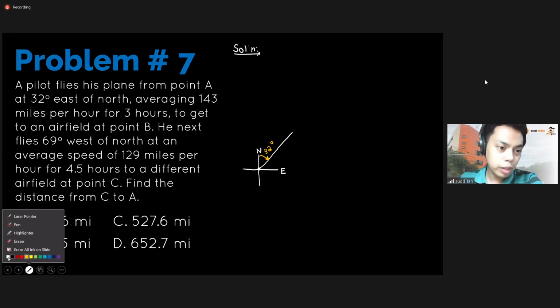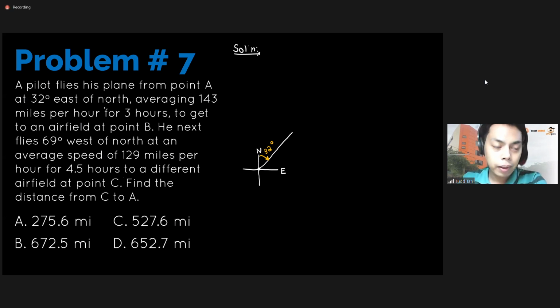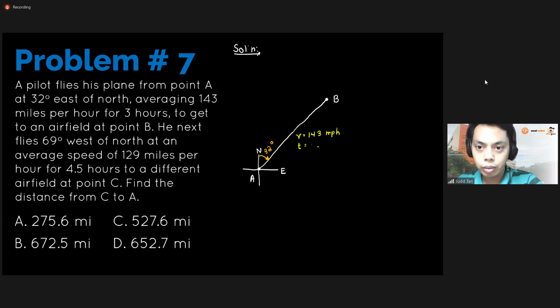Okay. So, sabi niya guys, yung pilot natin nag-average siya ng 143 miles per hour for 3 hours, para lang makarating dito sa isang airfield. To get to an airfield at point B. Ito po yung point A. Ito po yung point P. So, yung average natin dito na speed was 143 miles per hour, and then 3 hours.